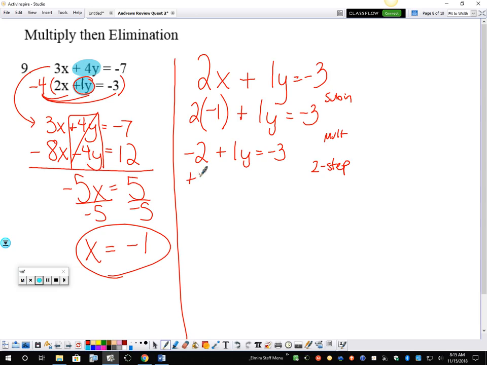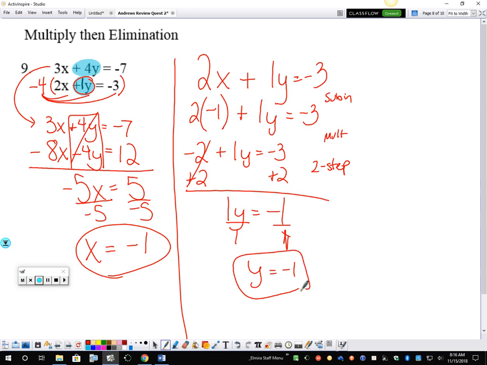So add 2 to both sides. -3 plus 2 is a -1. And if I divide both sides by +1, it doesn't really change anything. But to keep going with our two-step, I'll just do that.